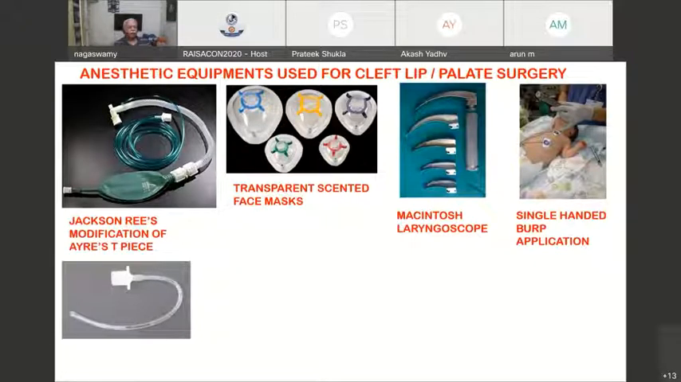Suctioning will be very difficult with this tube, sir. Very good, that is the disadvantage. First, why don't you talk positively and then go negative? What is the positive point about this?